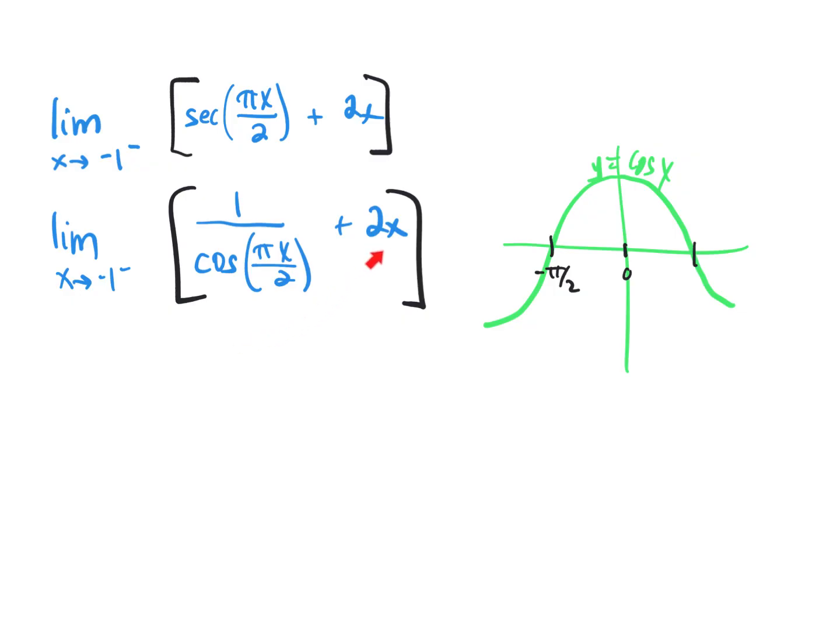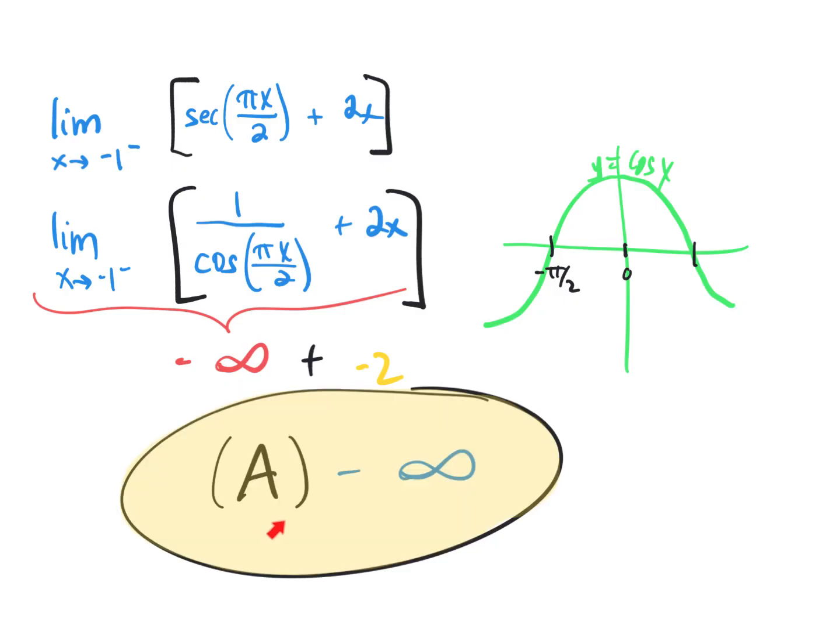So doing direct substitution into this term, as x approaches -1 from the left, this term is approaching -2, and this term is approaching -infinity, and so the limit is choice A, -infinity.